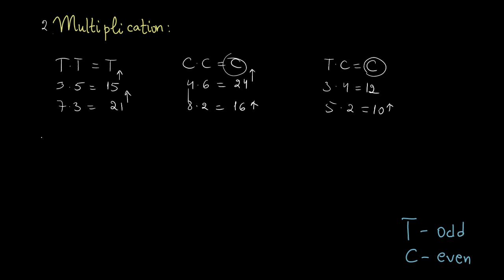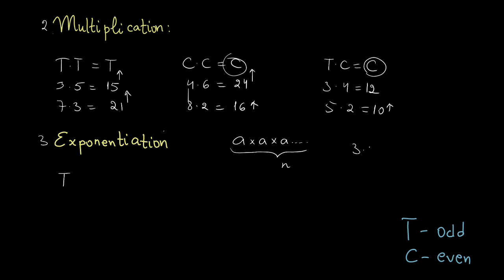Now, let's move on to exponentiation. When we talk about exponentiation, what do we mean? It means multiplying the number a by itself n times. For example, 3 multiplied by 3 multiplied by 3, and so on. If we multiply 3 by itself n times, we can write this in short form as 3 to the power of n. Now, if we raise an odd number to the nth power, the result will still be an odd number, where n must be a natural number.